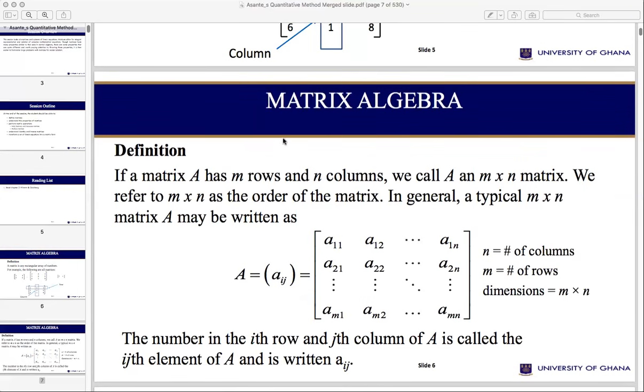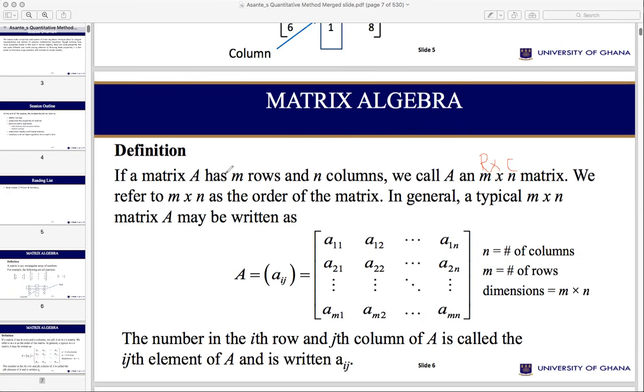So here they are saying the definition of matrix algebra. If a matrix A, which is this matrix, has m rows and then n columns, then we can call matrix A an m times n matrix. Which means if we want to break it down, we can call matrix A a row times column matrix. So they've replaced the row and column with m times n.